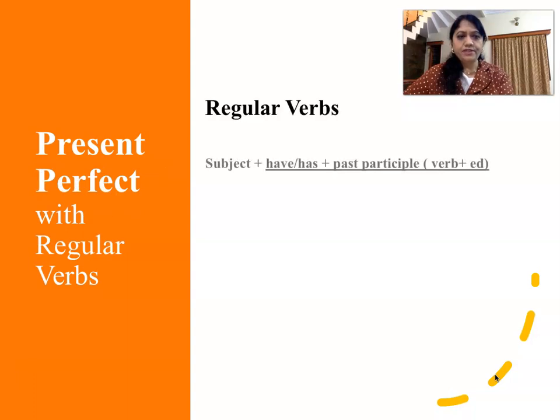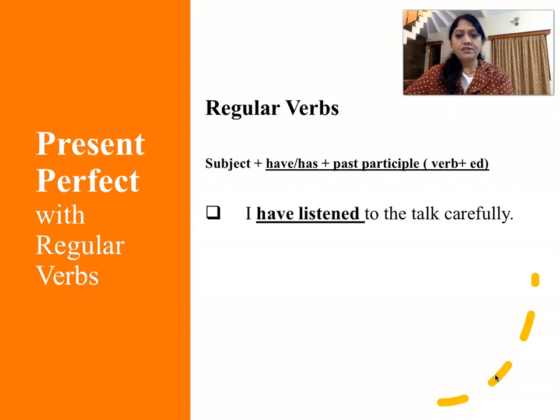Now present perfect tense with regular verbs. This is the structure which we use to form the regular verbs. Now regular verbs and irregular verbs, they're two different entities. Regular verb is formed with the main verb and the ed in it. So subject plus have or has plus a past participle form of the verb with an ed.